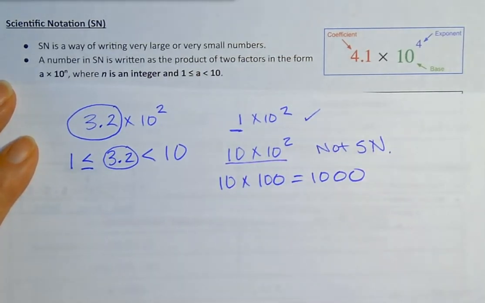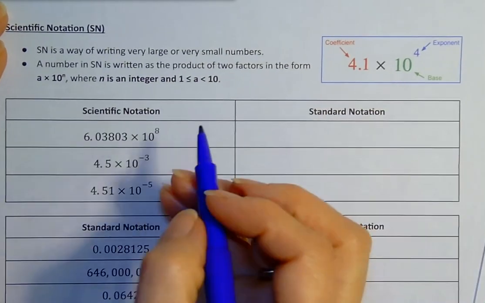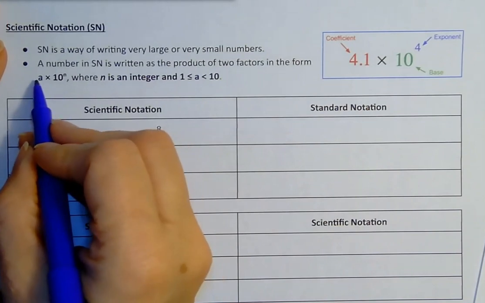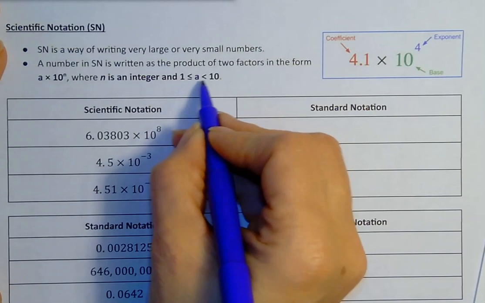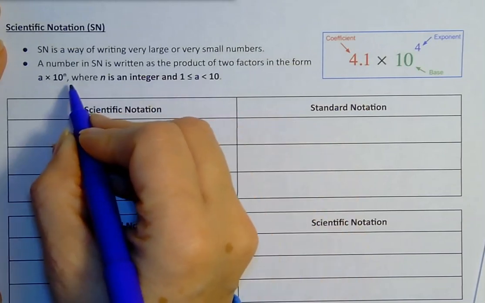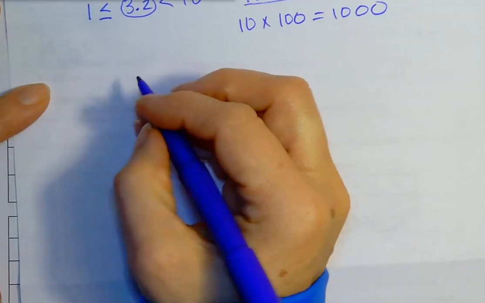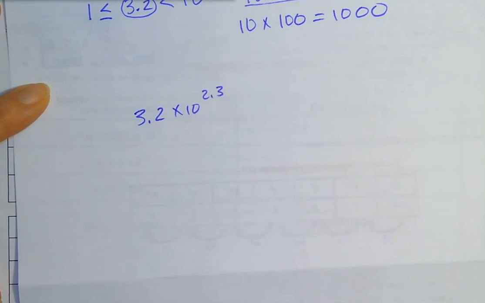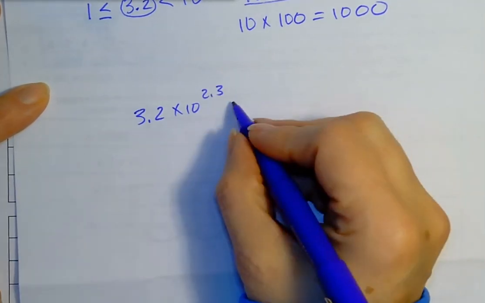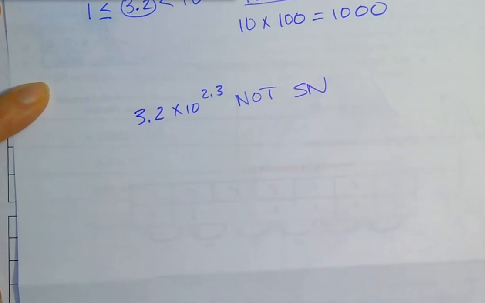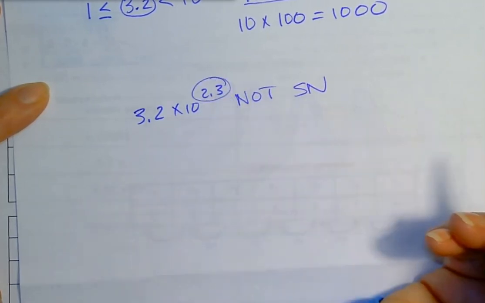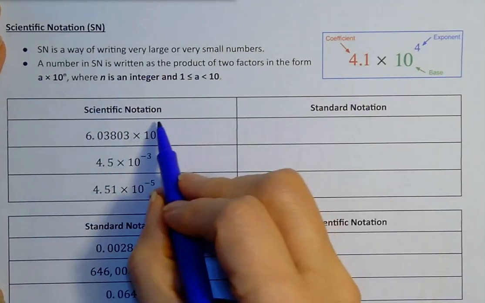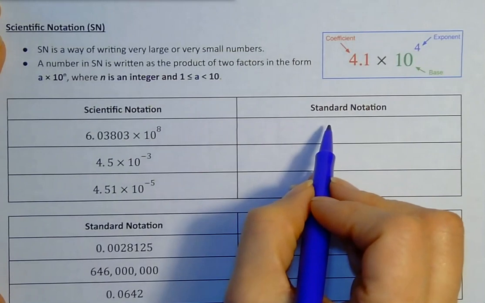Okay, so scientific notation just has specific rules where your a times 10 to the n, your a needs to be in between 1 and 10, and n has to be an integer, and that just means that you can't have 3.2 times 10 to the 2.3. That is also something that we can do mathematically, but that's not scientific notation, and we are not going to do anything with an exponent that has a decimal. Okay, so what we're going to do is go back and forth between scientific notation and standard notation.